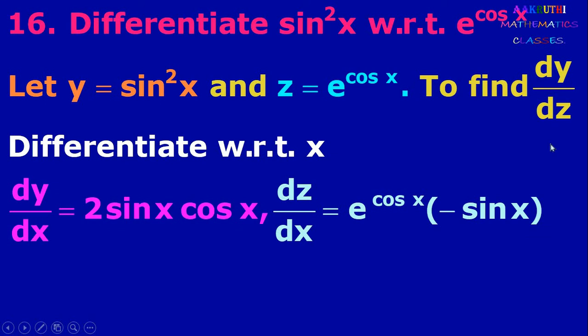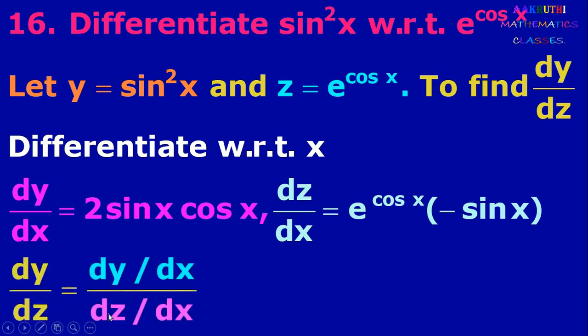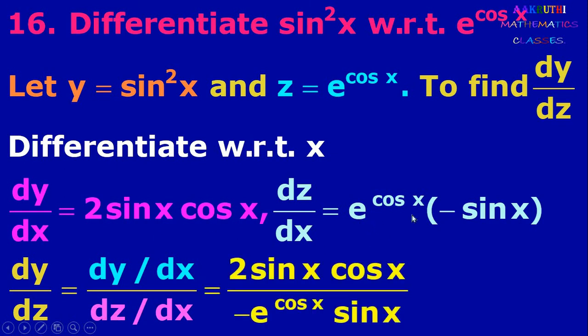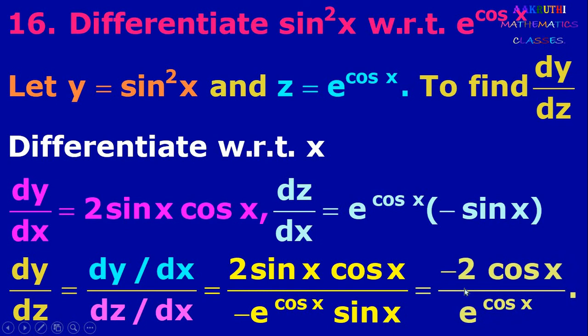We want dy by dz. So dy by dz is important. It is dy by dx divided by dz by dx. And it is equal to 2 sin x cos x divided by e to the power cos x into minus sin x. And here sin x cancels. We can write minus in numerator. So we can write minus 2 cos x divided by e to the power cos x. So therefore dy by dz is minus 2 cos x divided by e to the power cos x. So therefore differentiation of sin square x with respect to e to the power cos x is minus 2 cos x divided by e to the power cos x.